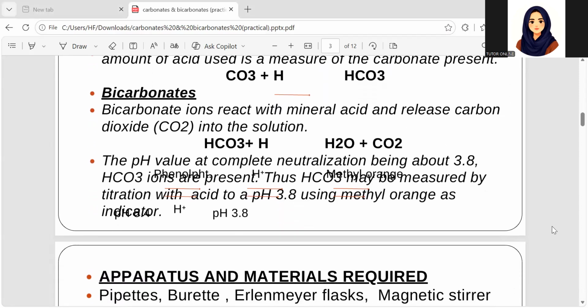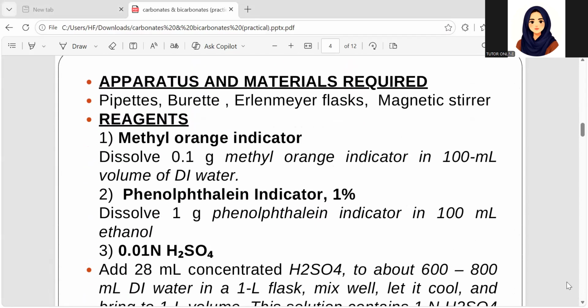Bicarbonates react with mineral acid and release carbon dioxide into the solution. The pH value at complete neutralization is about 3.8. The bicarbonate ions are present. Thus, bicarbonate may be measured by titrating with acid to pH 3.8 using methyl orange as an indicator. The apparatus and materials required include pipettes, burette, Erlenmeyer flask, and magnetic stirrer.